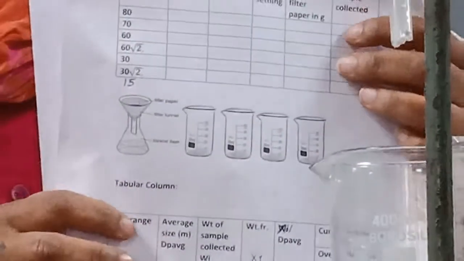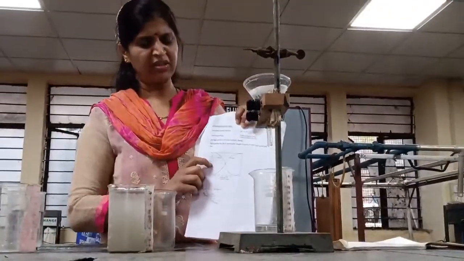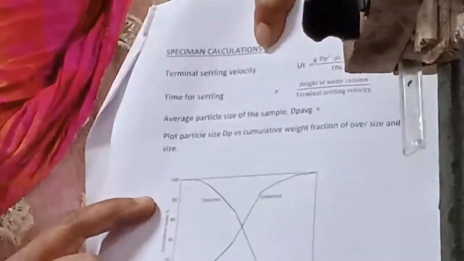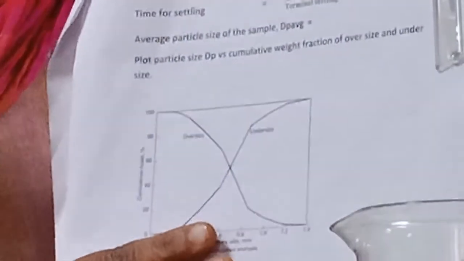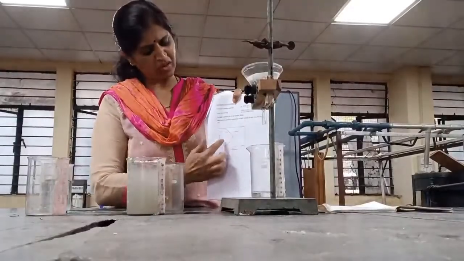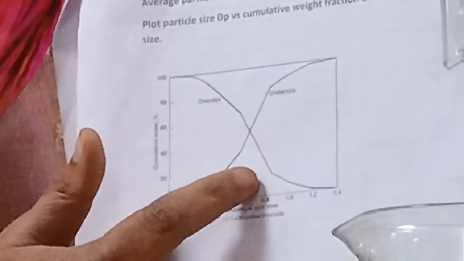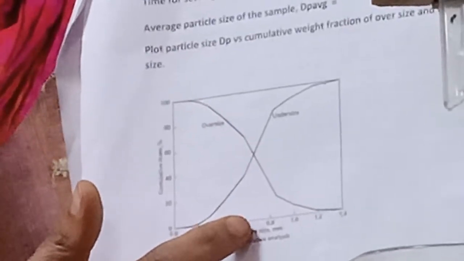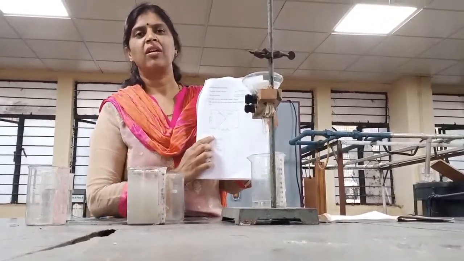After the calculation with the observed data, you have to plot on the y-axis the cumulative weight fraction of oversized and undersized particles versus the assumed particle size. So you will get a curve like this of oversized and undersized. Wherever these two curves meet, the corresponding vertical line on the x-axis will give you the average particle diameter which is present. So doing the graph will give you the cumulative analysis of the sample.